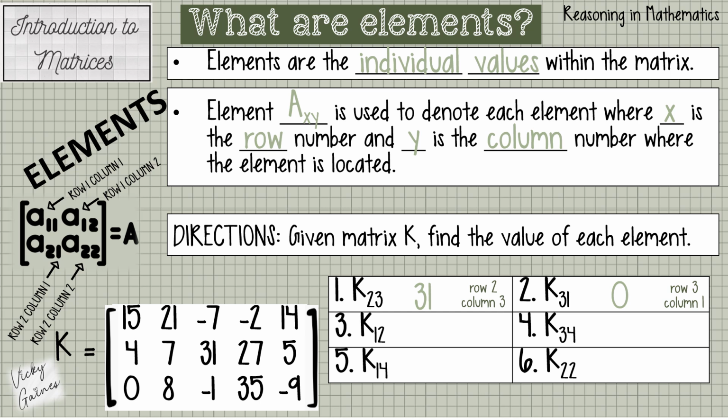Look at matrix K. We want to know what K sub 1,2 is. That's row 1, column 2. That's 21. K sub 3,4, row 3, column 4, is 35. Number 5, K sub 1,4, row 1, column 4, is negative 2. K sub 2,2, row 2, column 2, number 7. Those are the elements in each of those locations.